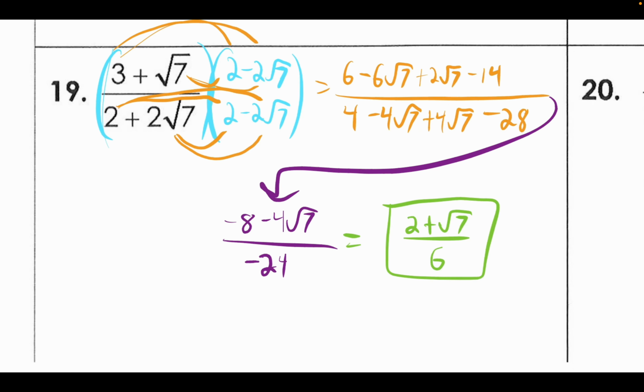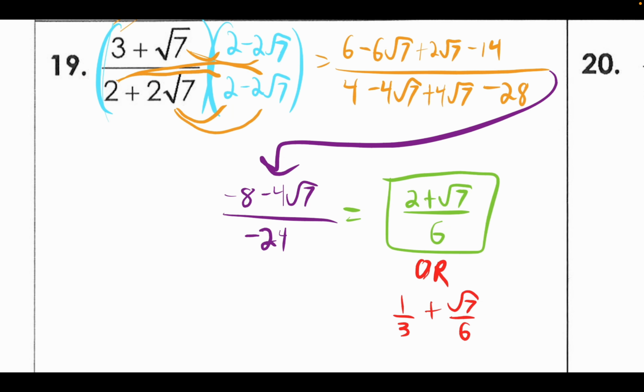You could also choose to write this as 1 over 3 plus square root 7 over 6, where you split the fraction and simplify the 2/6 as well. If that makes sense, awesome. If not, that's fine. Ignore it.